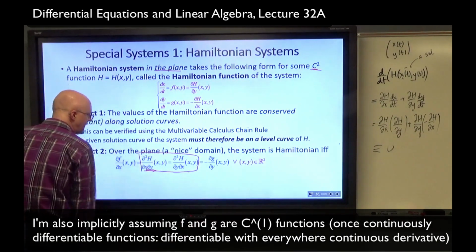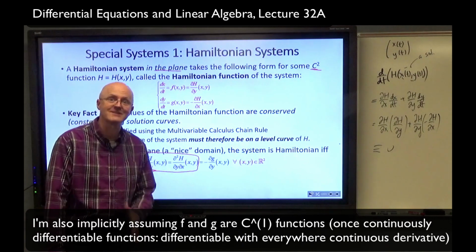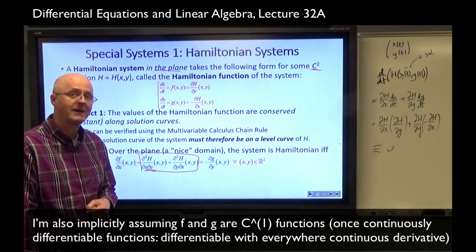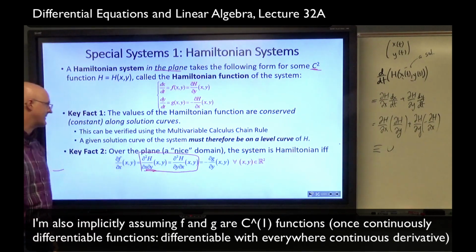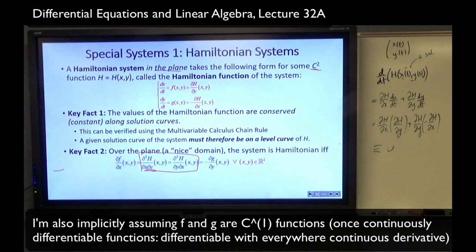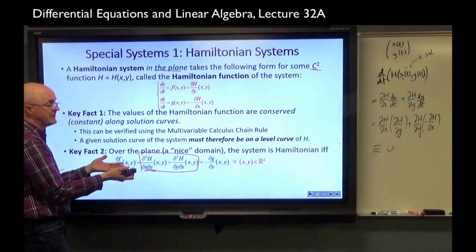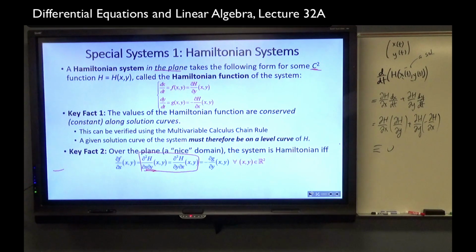Why do we need the plane to be a nice domain? Because it's a technical kind of thing. Let's just suffice it to say that the plane is nice. If you're interested, you can look up what a non-simply connected domain is and how that might affect this. But for us, this is going to be good enough. We will deal with nice examples. So this is a condition to check whether a system is Hamiltonian or not. And yes, it works both ways.